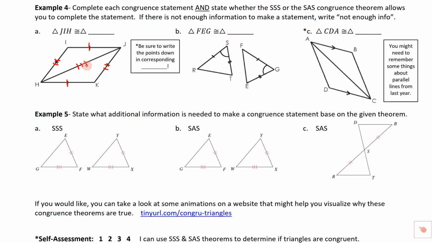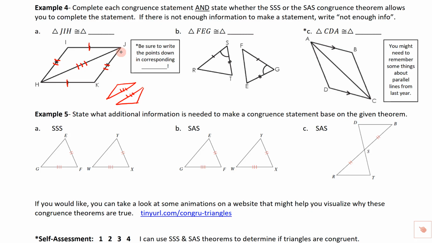So I'm going to go ahead and mark that. HJ is congruent to itself. Sometimes we call that the reflexive property. So if we were to separate the 2 of these, we'd have a triangle that looks like this and another triangle that looks like this. These 2 sides would be exactly the same because they're kind of copies of each other. Here they're using the same line.